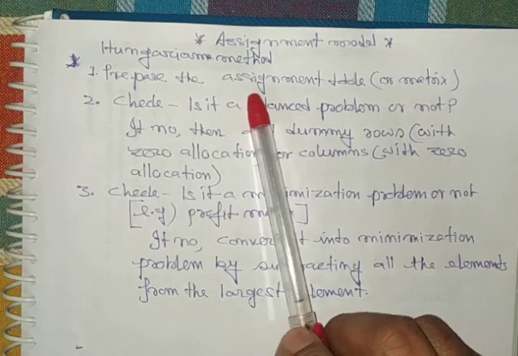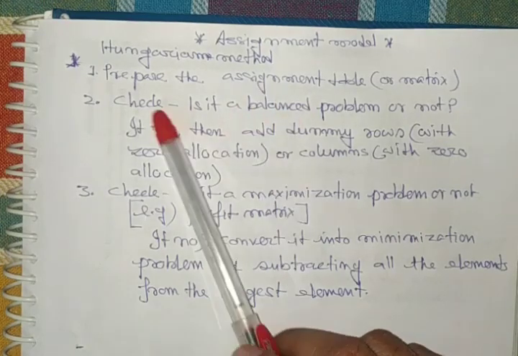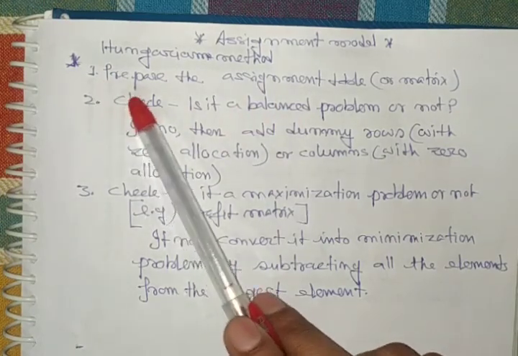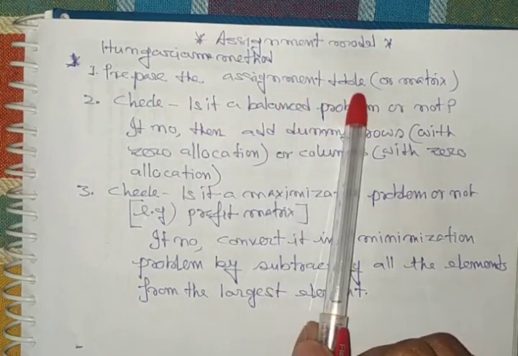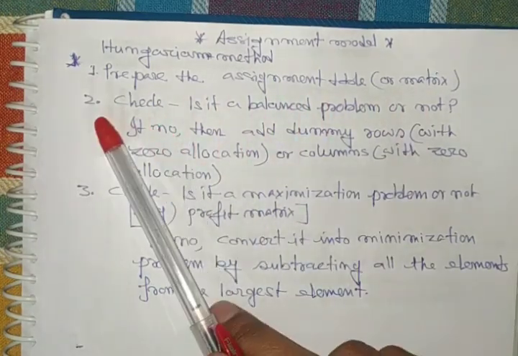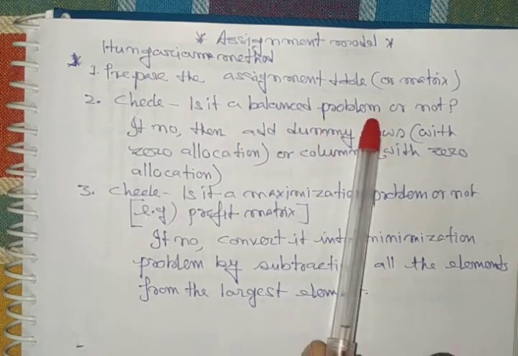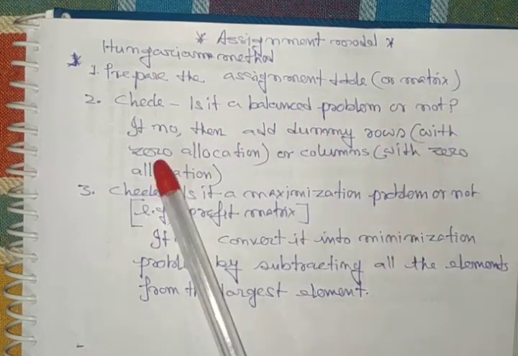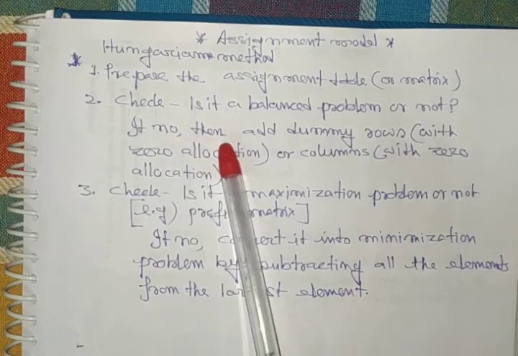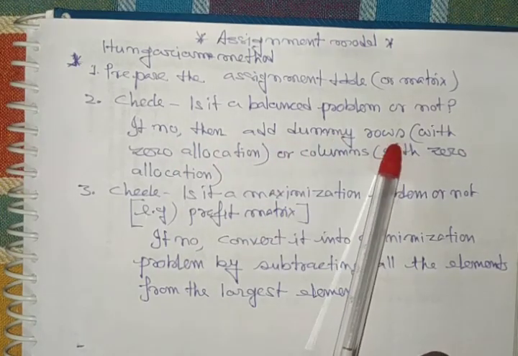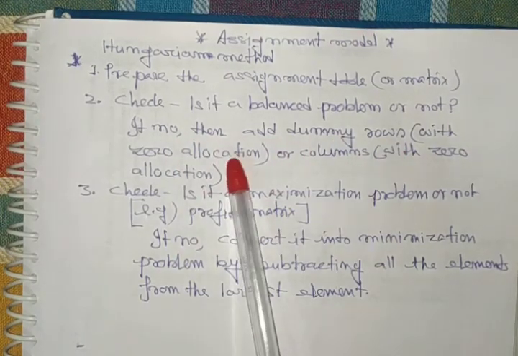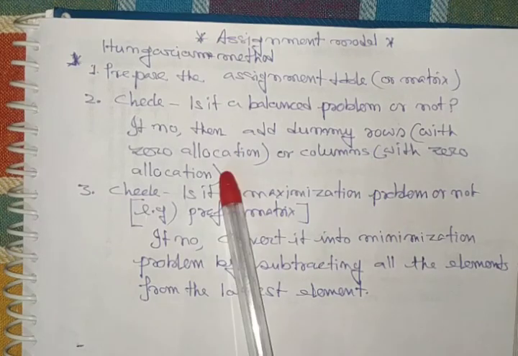So let's talk about the algorithm of the Hungarian method. Step 1: prepare the assignment table or matrix. Step 2: check whether it is a balanced problem or not. If not, then add dummy rows with zero allocation or columns with zero allocation.